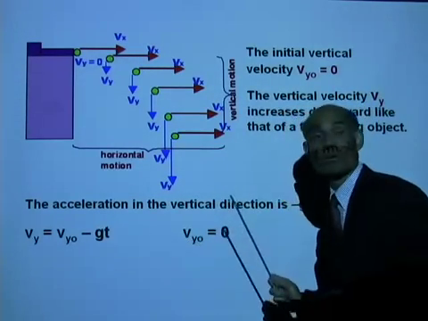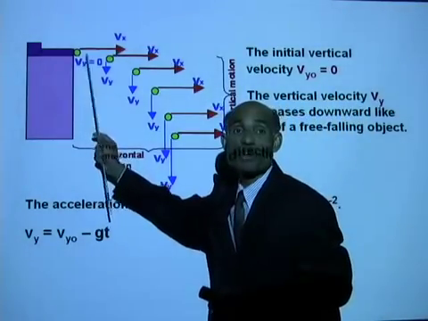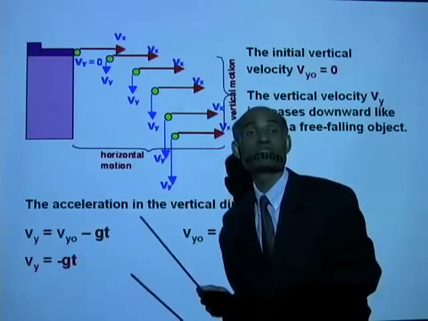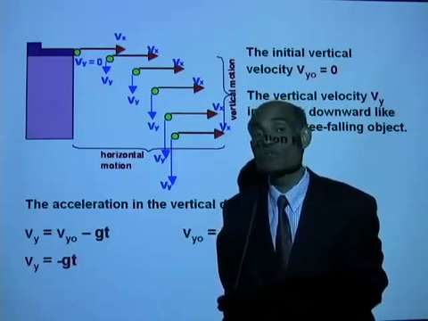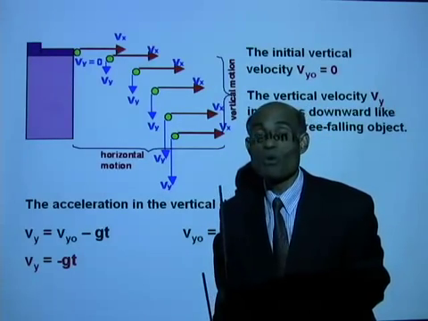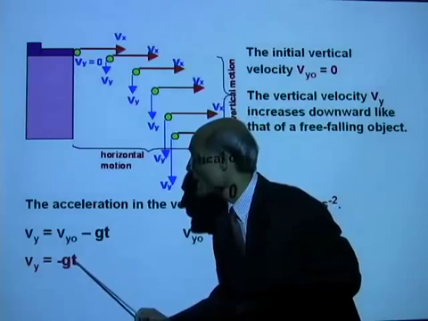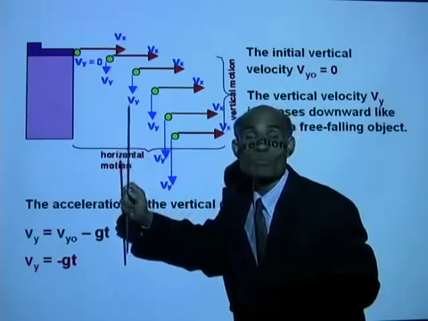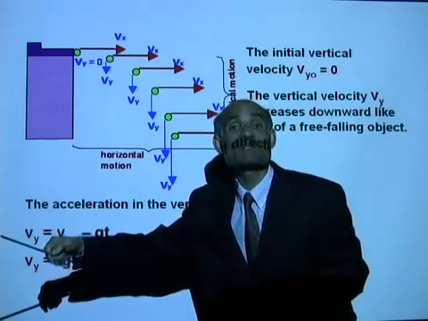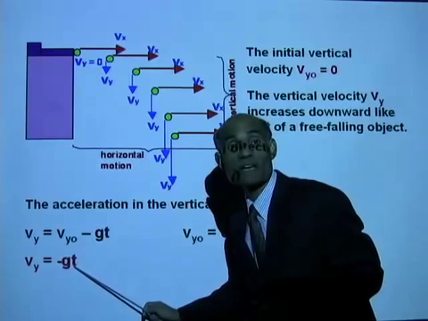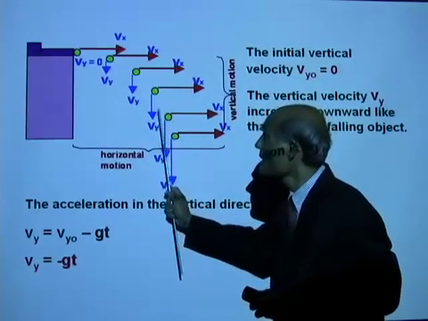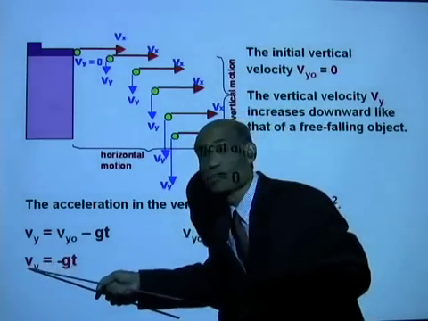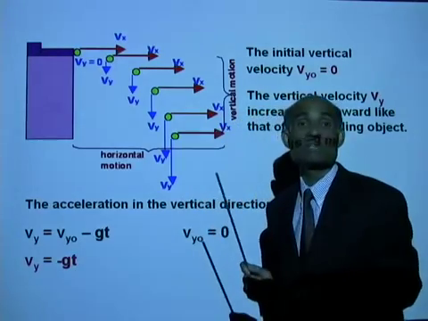Now, Vy0 is 0. The initial vertical velocity is 0. That means Vy equal to negative gt. What is the value of g? g is 9.8. Therefore, at the end of the first second, the vertical velocity of this ball will be negative 9.8 meters per second. At the end of 2 seconds, its vertical velocity will be negative 18.6 meters per second, and so on. The y velocity is negative gt.